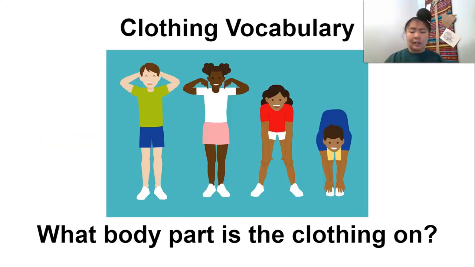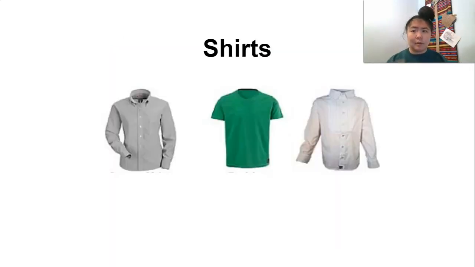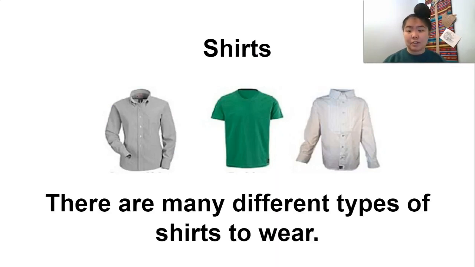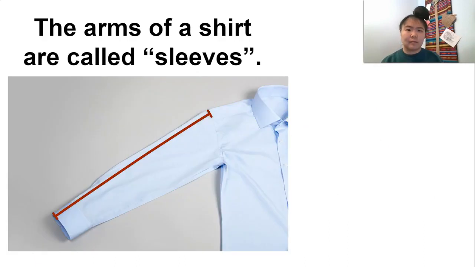Very good. All right. So, this next part is just talking about different types of clothing. So, and be thinking about what part of the body is the clothing on. So first we're going to talk about shirts. Shirts. There are many different types of shirts that we can wear. So, one word to talk about are these. These are sleeves. So the arms of a shirt, right where your arms go, it's called the sleeves, right? The sleeves of a shirt.